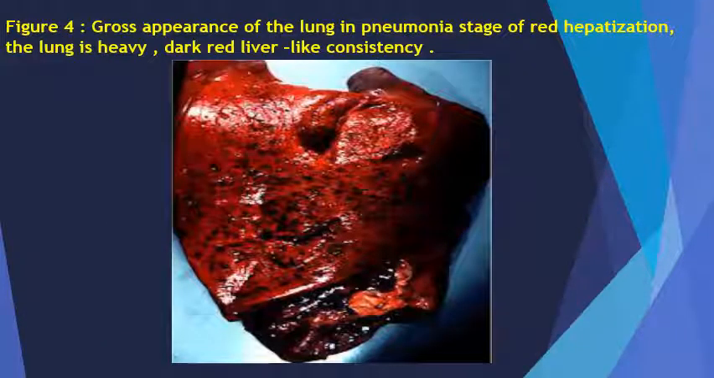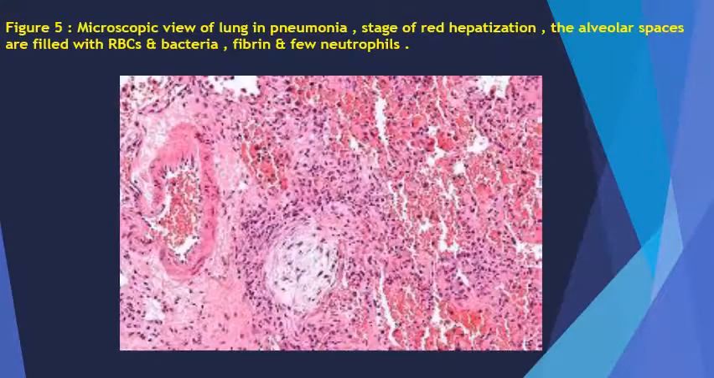This is the stage of red hepatization. The gross appearance of the lung actually looks like a liver, because it shows a heavy, dark red, liver-like consistency. This is red hepatization, the second stage of pneumonia.